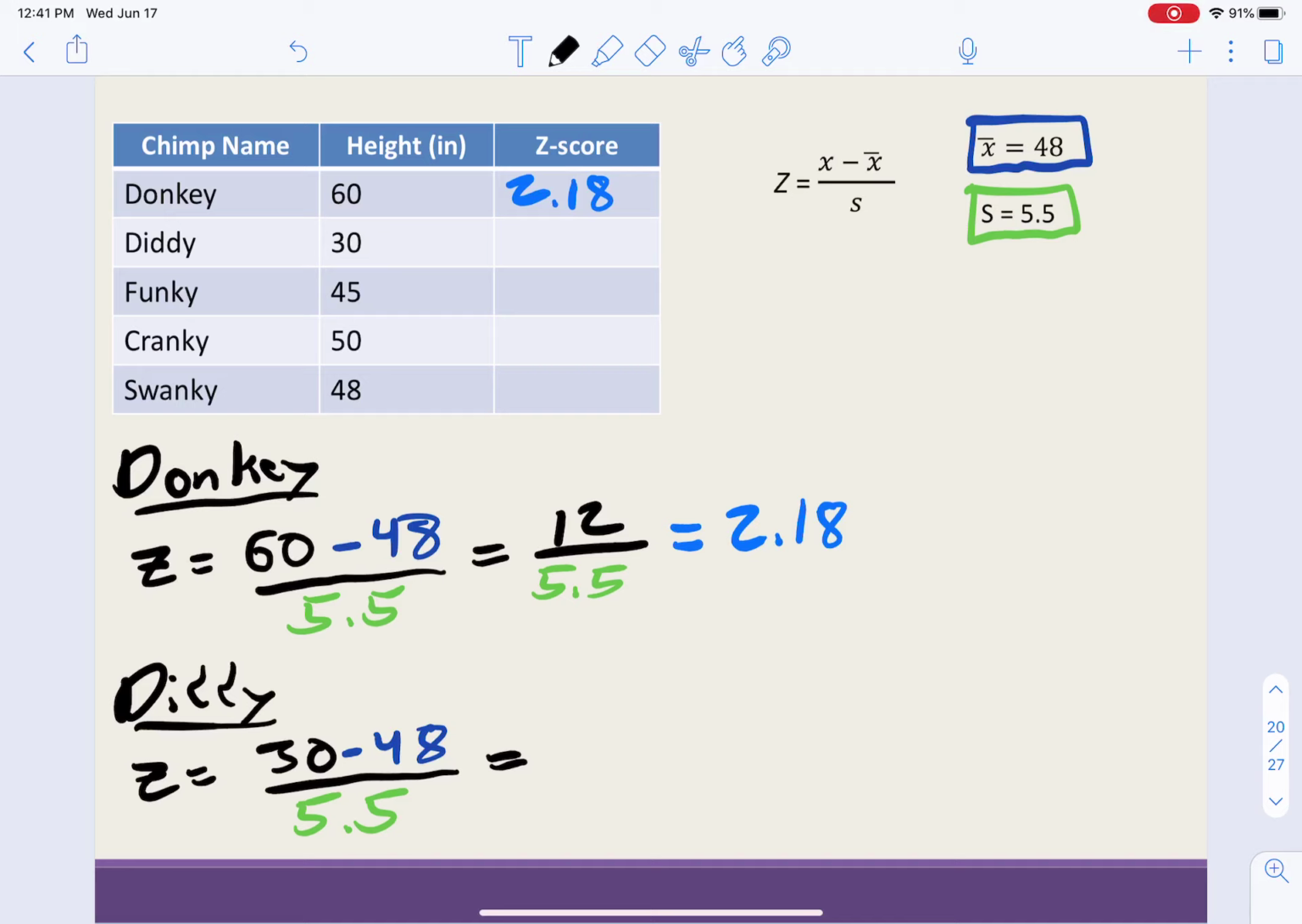Now, this is weird, right? We're going to have a negative value. Well, that is fine. All this is telling us is that it's going to be below the mean. So 30 minus 48, that's a negative 18. And then divide that by 5.5.